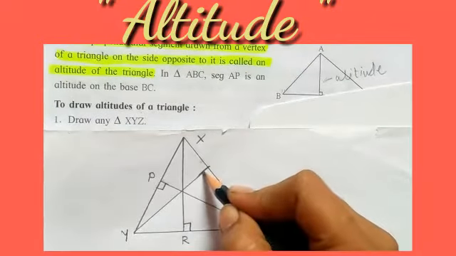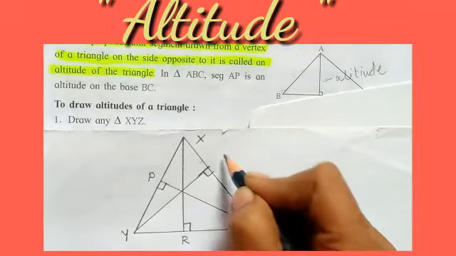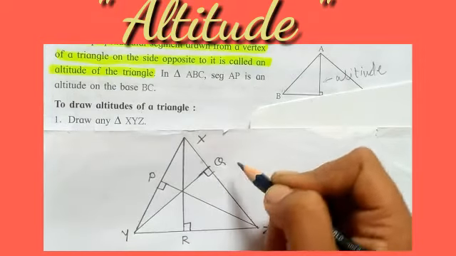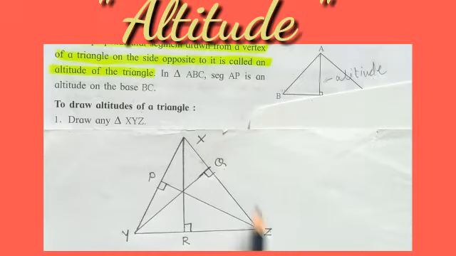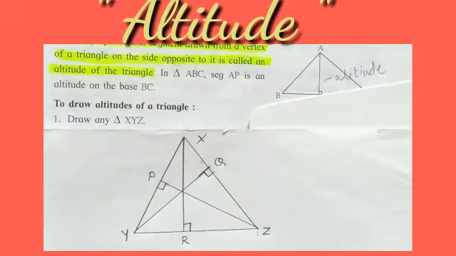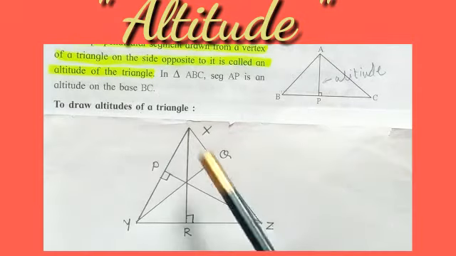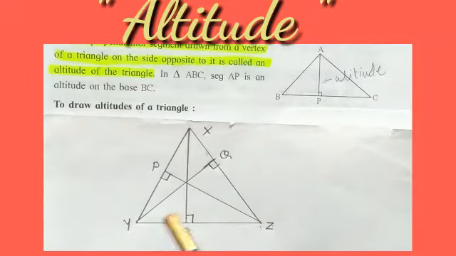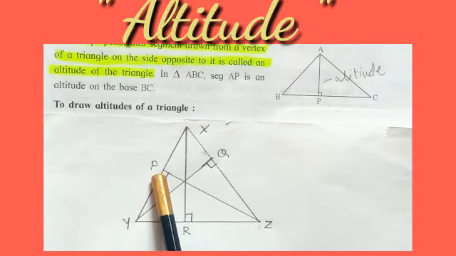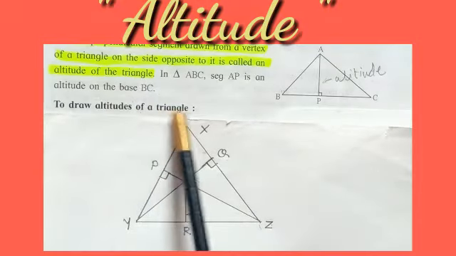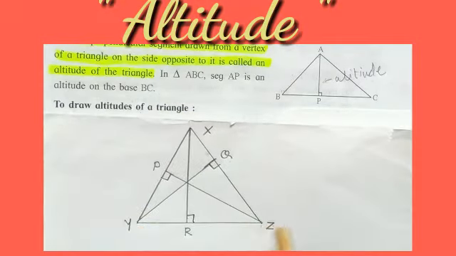So this is our third perpendicular, that will be YQ over the segment XZ. In this way, segment XR, segment YQ and segment ZP are the three altitudes of the triangle XYZ.